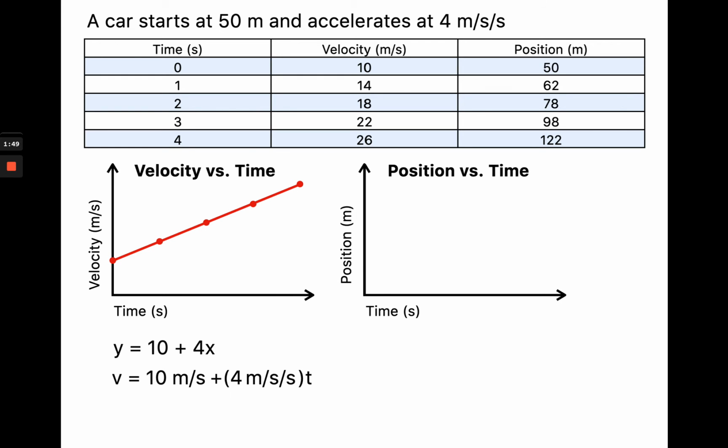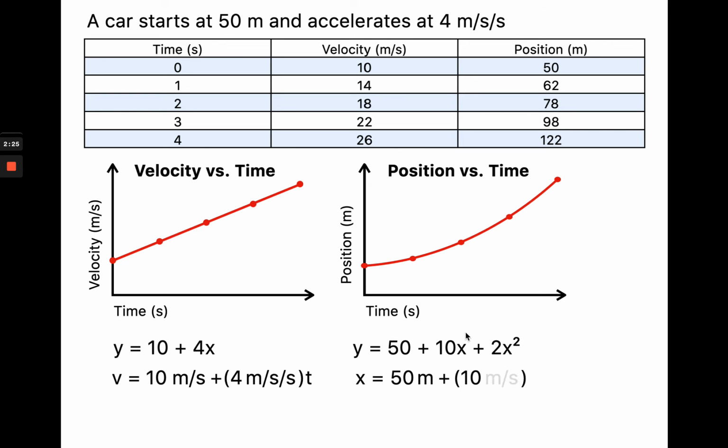We can also do the same thing with position. Now, look at position. It starts at 50, but it doesn't go up in a linear way because the car is accelerating. It's going up a greater and greater position every second. Now, if we plug this into a spreadsheet, we would get a quadratic equation, such as this: y equals 50 plus 10x plus 2x squared. Now let's replace our variables. It's not the y-axis, it's position, so let's call that x. Not just 50, but 50 meters. 10 what? Well, 10 meters per second. The x-axis is time. And we have meters per second squared times t squared.